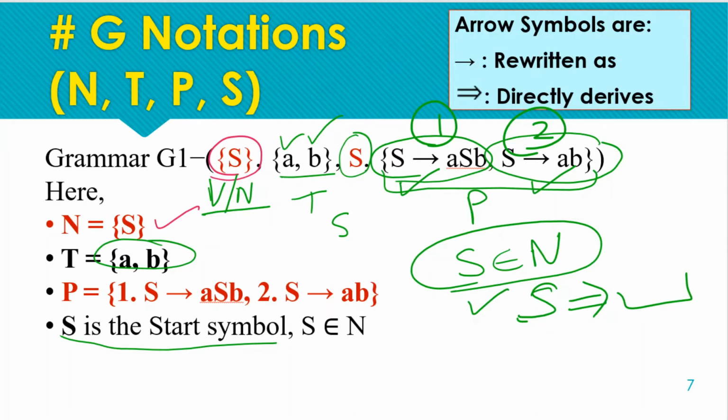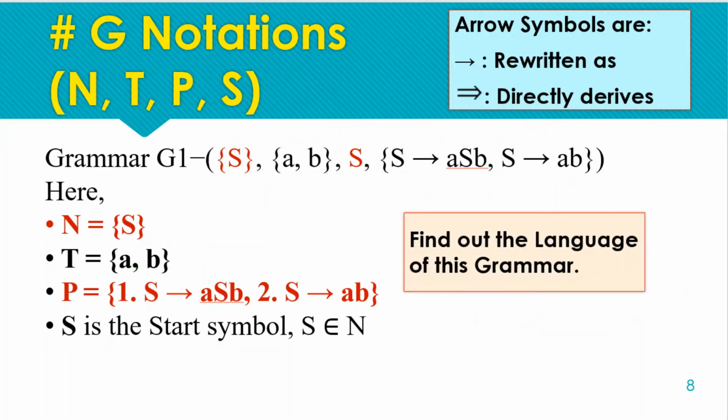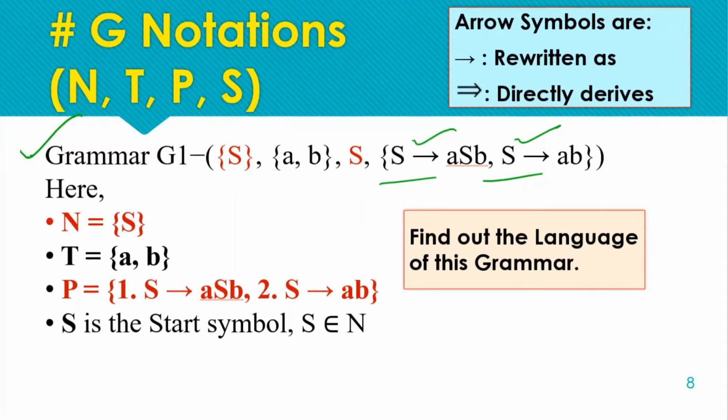So for this example we have to find out the language of the grammar, meaning for this given grammar we have to find out the language. The best way to find out the language is to check the options of the string that can be derived from the given production rules. So now we have to judge these production rules, and find out the type of string that can be derived from this grammar.